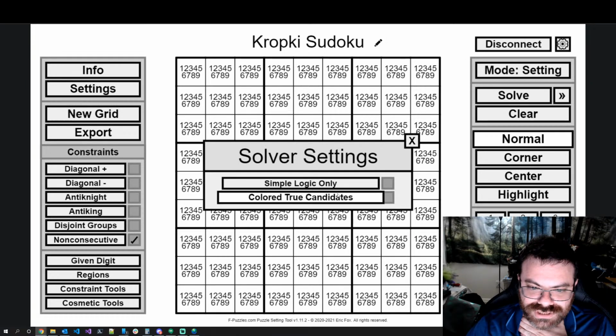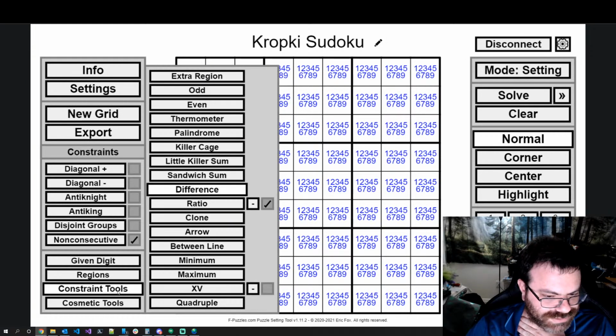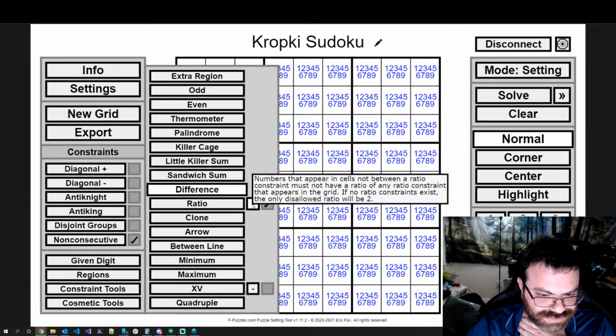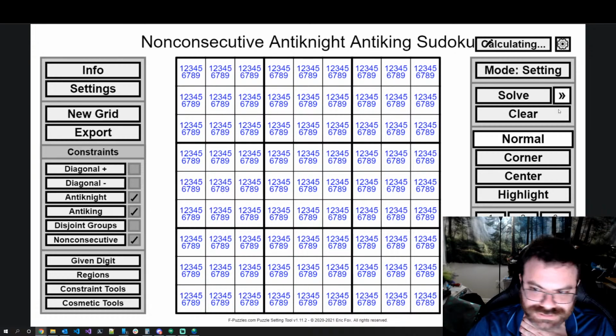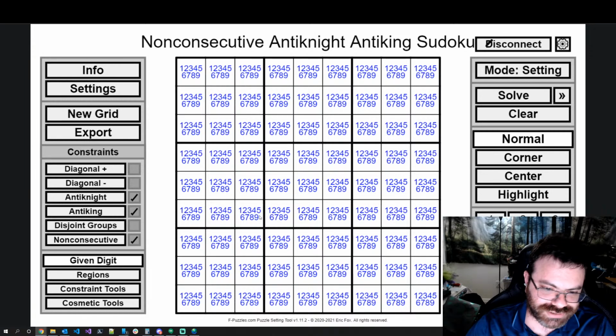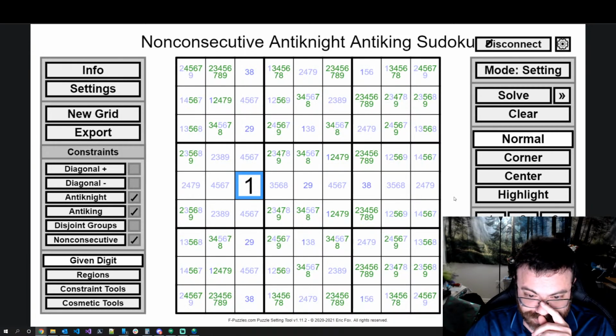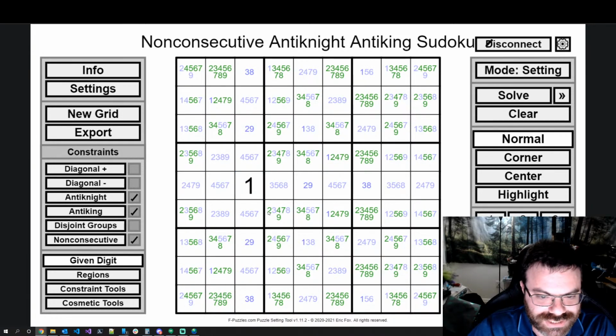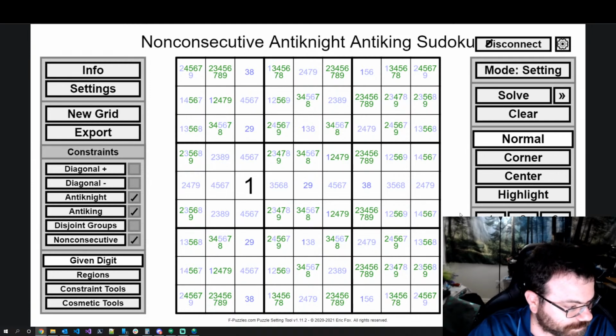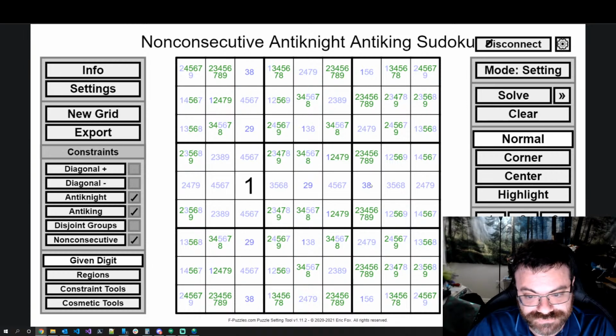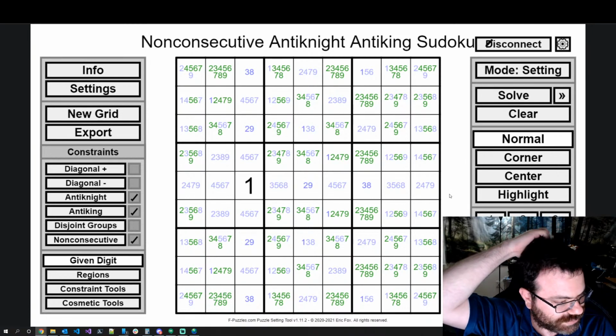So I can turn on colored true candidates. Let me do Miracle here, because that's a nice demonstration. So the color coding: if it's green, that means that if you were to give that candidate, there would be only one solution. Shades of blue get lighter as there are fewer solutions, up to 8. So the very dark blue is 8 solutions.